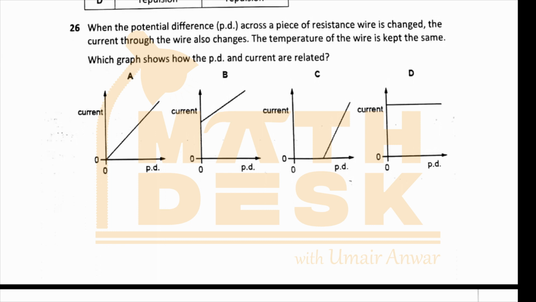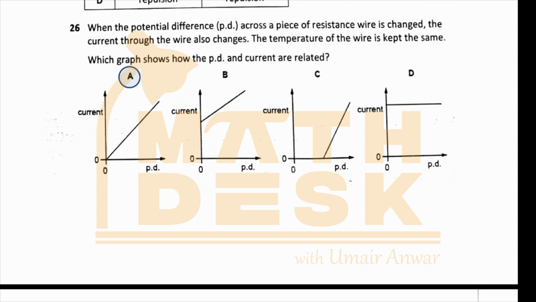The next question says when the potential difference across a piece of resistance wire is changed, the current through the wire also changes. The temperature of the wire is kept the same. Which graph shows how the potential difference and current are related? So this would be the graph because it is a straight line passing through the origin, which shows that potential difference and current are directly proportional. So this should be the answer.